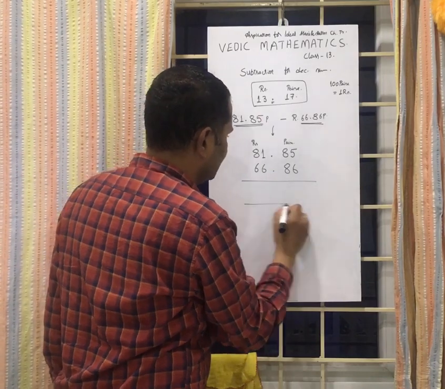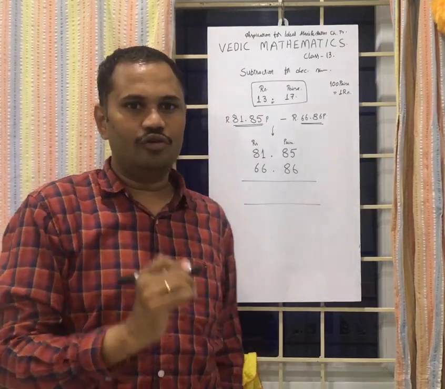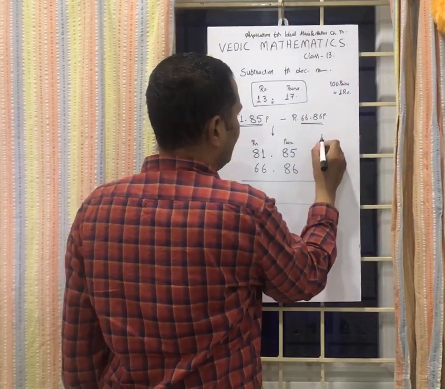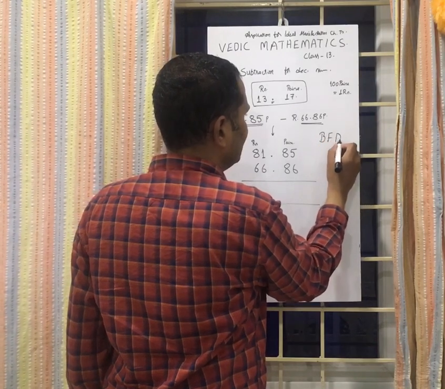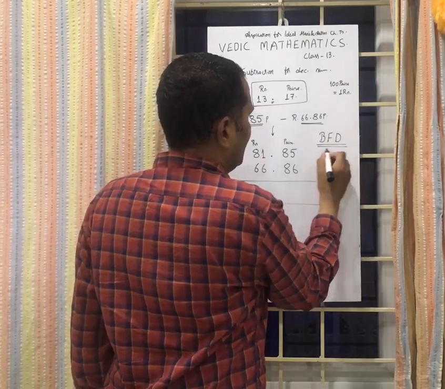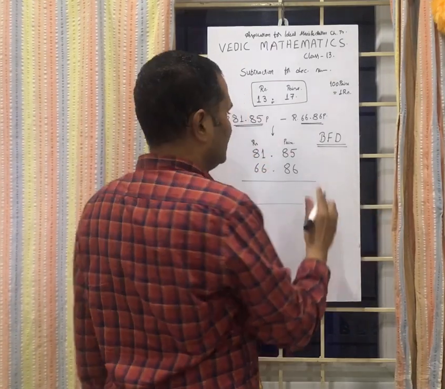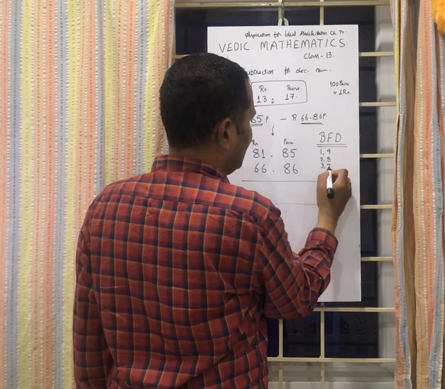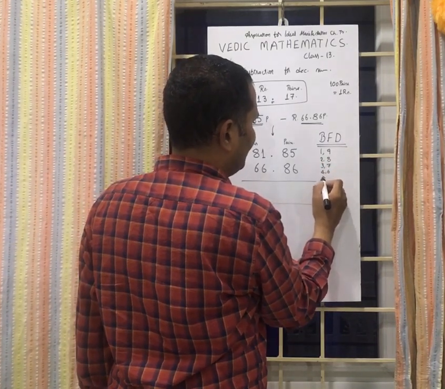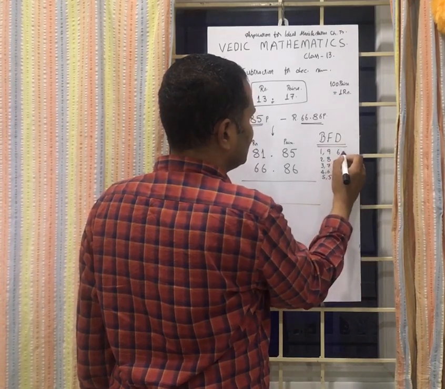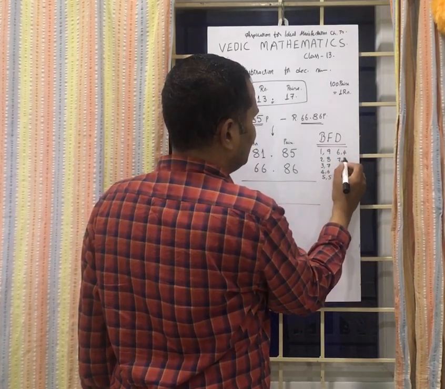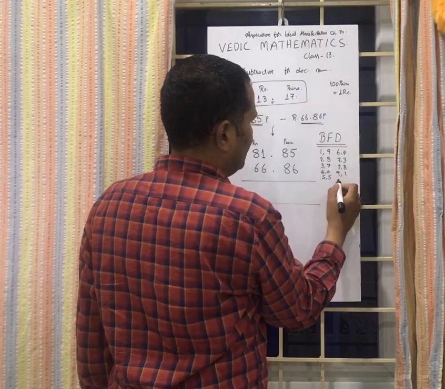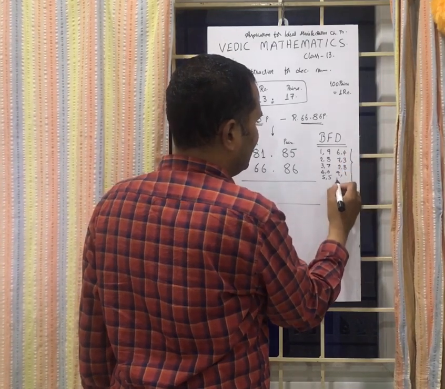So what techniques, principles, sutras or definitions are we going to recollect and use here? Number one is best friend digit. If you see the pairs, they are 1 and 9, 2 and 8, 3 and 7, 4 and 6. 5 has the best friend 5. Then 6 and 4, 7 and 3, 8 and 2, 9 and 1. So these are all the best friend digits, and also 10 and 0.